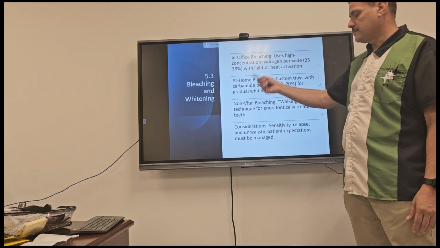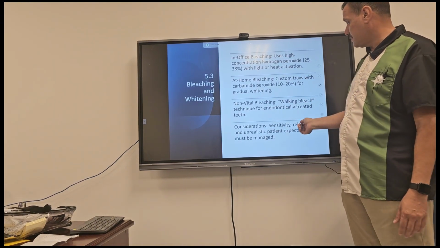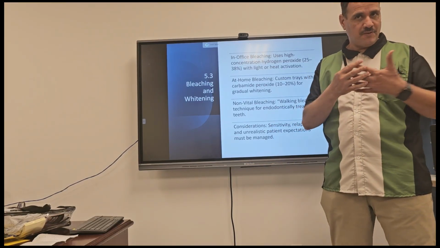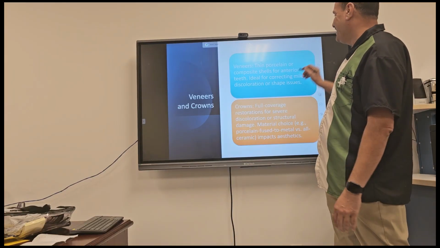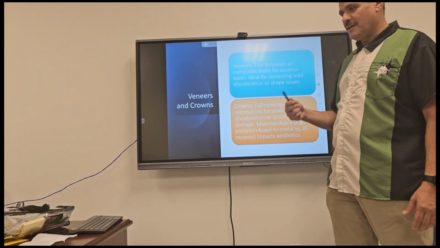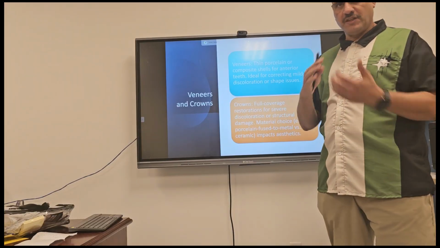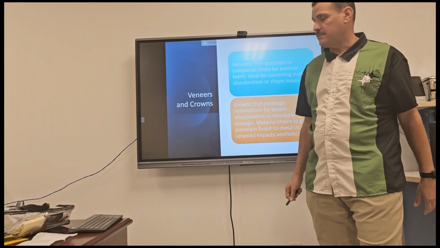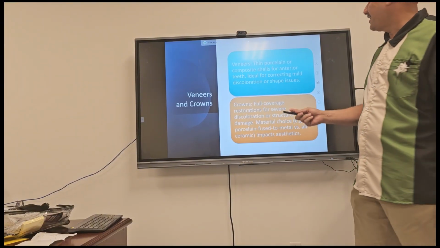So the side effects of bleaching: we have sensitivity, relapse, and realistic patient expectation. Some patients thought it was going to be very white, but sometimes it has to be a veneer or crown. The veneer is just the labial surface of the teeth. Crown is the whole tooth to be crowned. Also one of the treatments of staining.